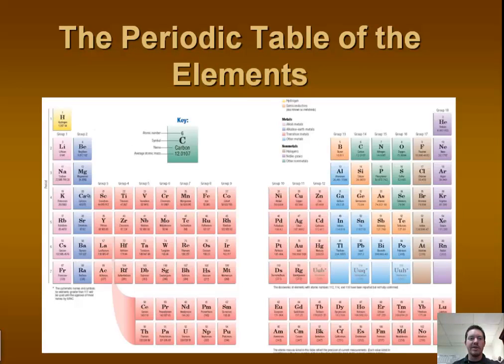So let me show that on here. So a period goes across. It could be up here too. These are periods. And then groups go up and down.